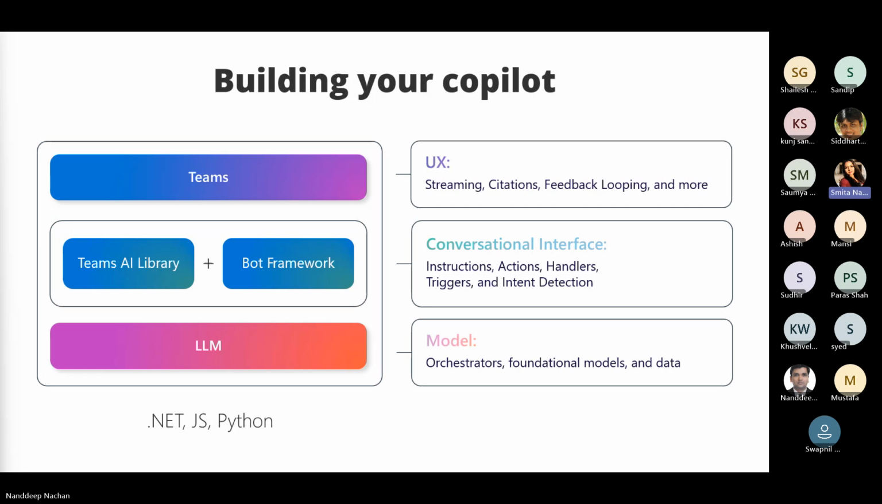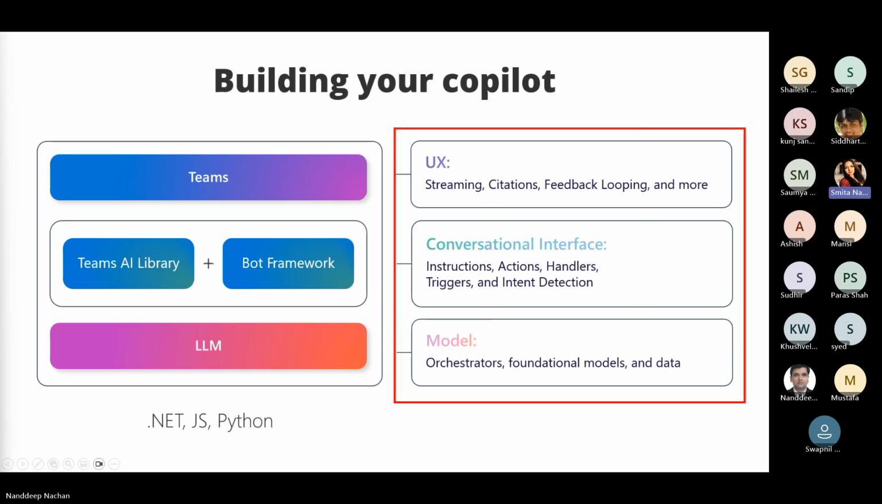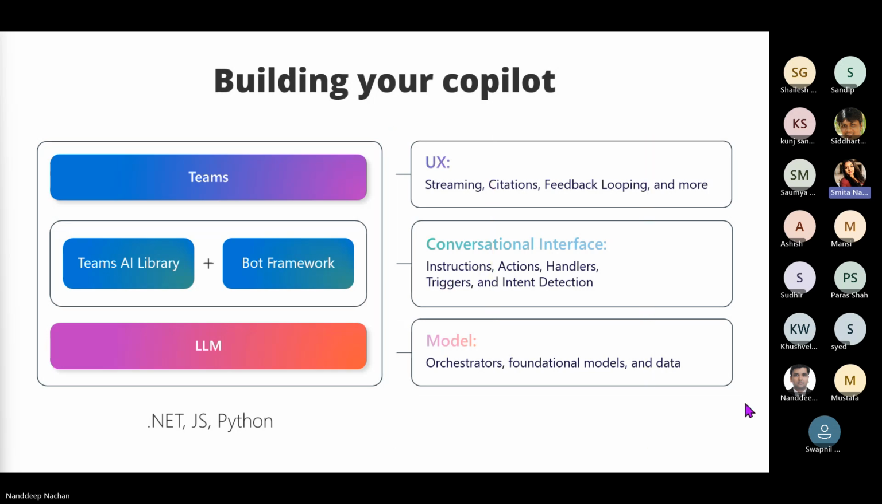Let's go with its functional layers. So first is the UX, second is the conversational interface, third one is the model. Let's go one by one through these functional layers. So when it comes to the UX, the first one is streaming, so it enables real time continuous interactions, allowing the responses to load as they are generated rather than waiting for the complete response.